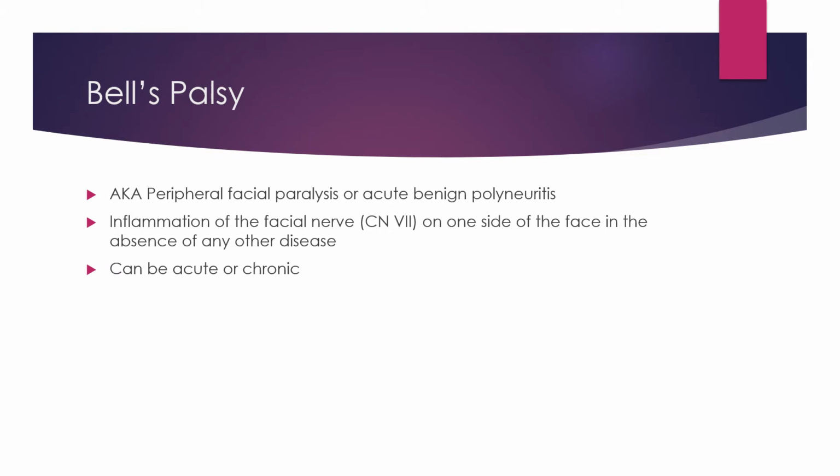The other cranial nerve disorder I want to talk about is Bell's palsy. Bell's palsy is a facial nerve disorder of cranial nerve 7, or our facial nerve. Some people call it peripheral facial paralysis, or by the medical term, an acute benign polyneuritis, so inflammation of several nerves, that is benign because as we go through talking about Bell's palsy, we always want to rule out stroke.